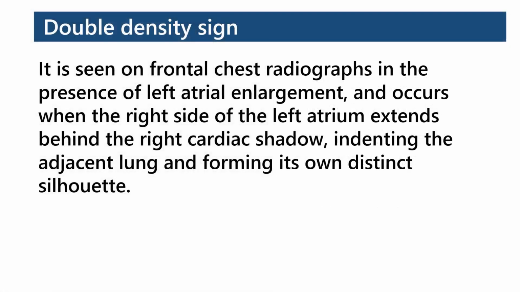Double density sign is seen on frontal chest radiographs in the presence of left atrial enlargement and occurs when the right side of the left atrium extends behind the right cardiac shadow, indenting the adjacent lung and forming its own distinct silhouette.